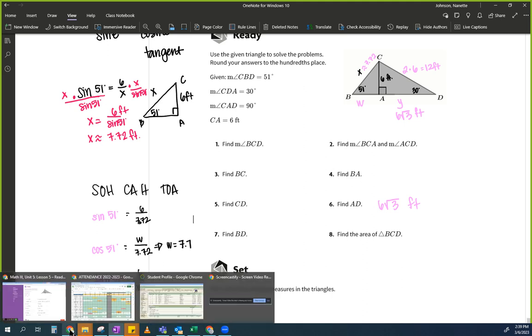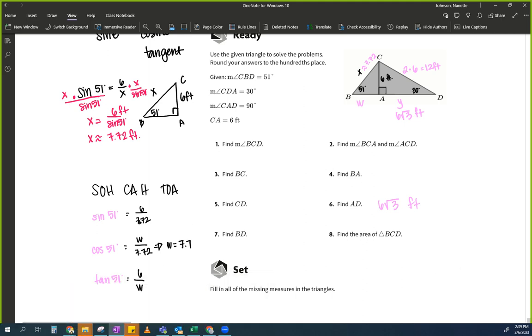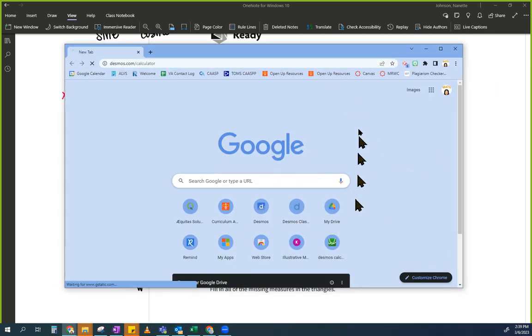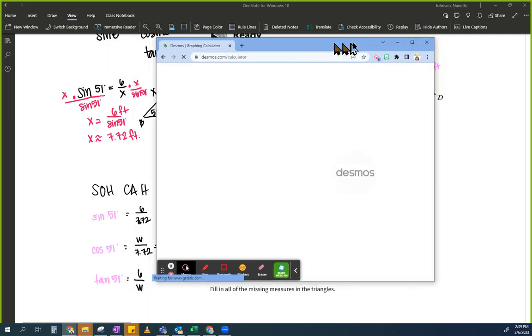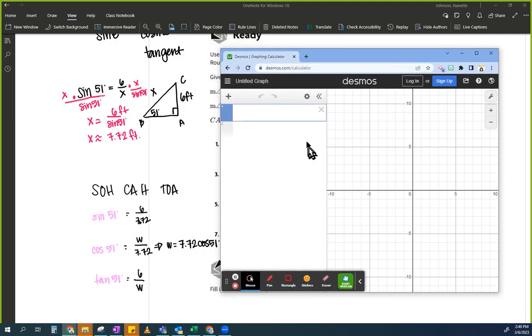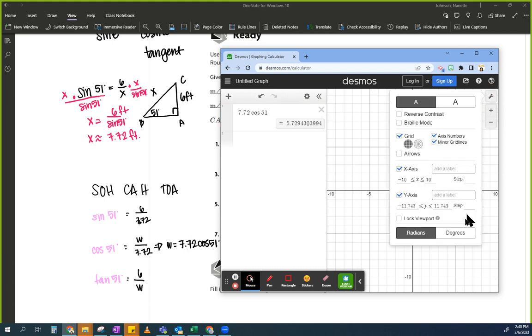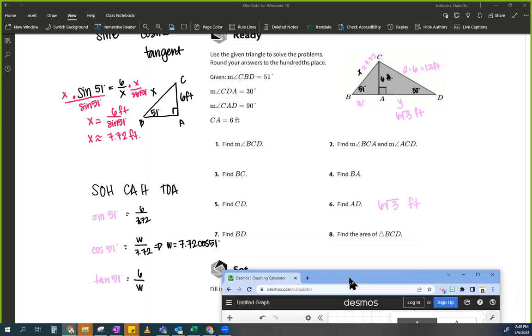And then I'll come in here with my Desmos calculator. You should be telling me, Miss Johnson, don't forget to change something. Right, 7.72 cosine 51 degrees. And then I'll change this to degrees. Okay, so there's 4.858 is my answer. So that's about 4.858.